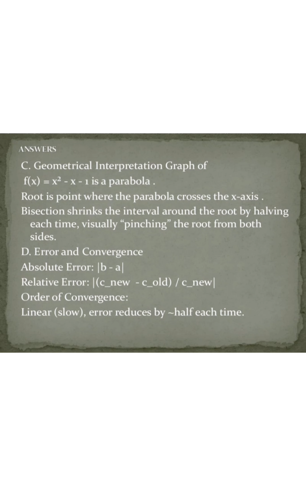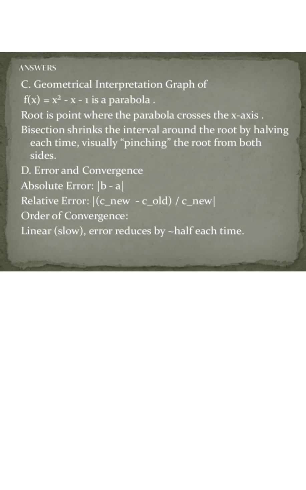Now answer of C. Geometrical interpretation: the graph of f(x) = x² − x − 1 is a parabola. The root is the point where the parabola crosses the x-axis. Bisection shrinks the interval around the root by half each time, pinching the root from both sides. D. Error and convergence. Absolute error is |b − a|, relative error is (c_new − c_old)/c_new. Order of convergence is linear and slow; the error is reduced by half each time.